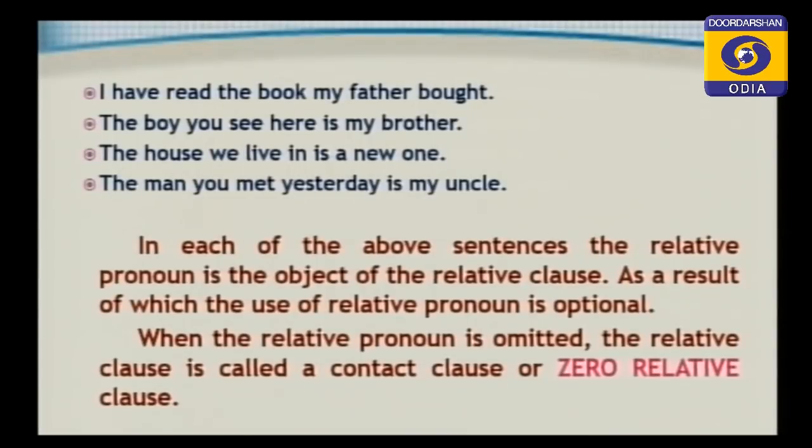Last sentence, the man you met yesterday is my uncle. The man is my uncle is the main clause. Who you met yesterday or whom you met yesterday is the relative clause. So you see how we have dropped relative pronouns in each of these cases. Such cases where we can drop the relative pronouns are called zero relatives. And zero relative clauses are only found in identifying or defining relative clauses.